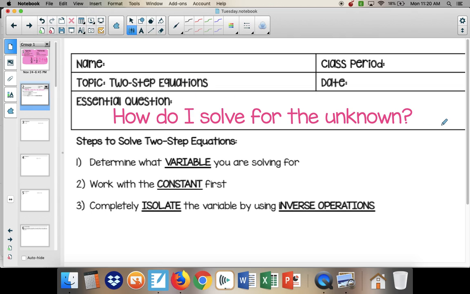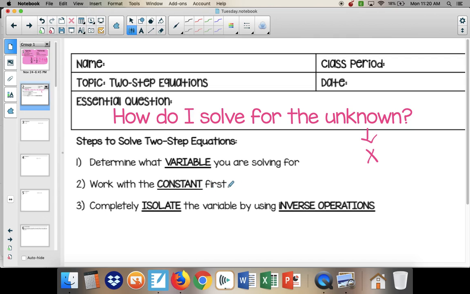Make sure that you're filling out your essential question: How do I solve for the unknown? This unknown piece is going to be your variable, which is mainly going to be your x value. The steps that we go through are determining what variable you're solving for. Again, most times it's going to be the value of x.